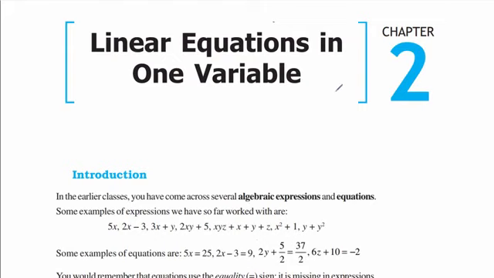Chapter 2: Linear Equations in One Variable. Introduction. In the earlier classes, you have come across several algebraic expressions and equations. Some examples of expressions we have so far worked with are these, the forms of algebraic expressions which consist of constants and variables. Here, 5 is a constant, x is a variable.